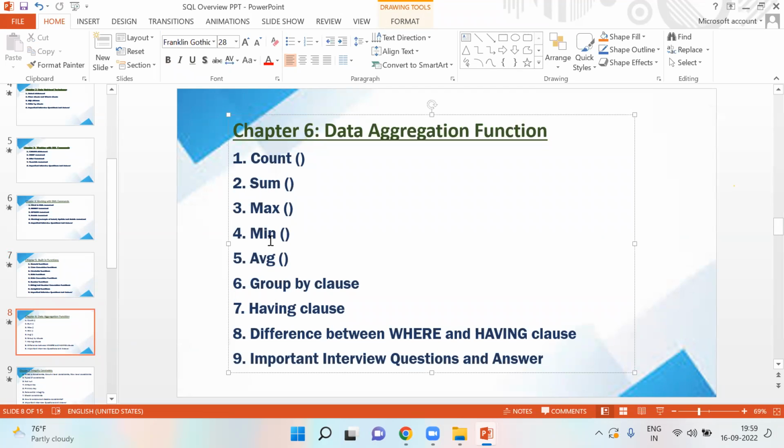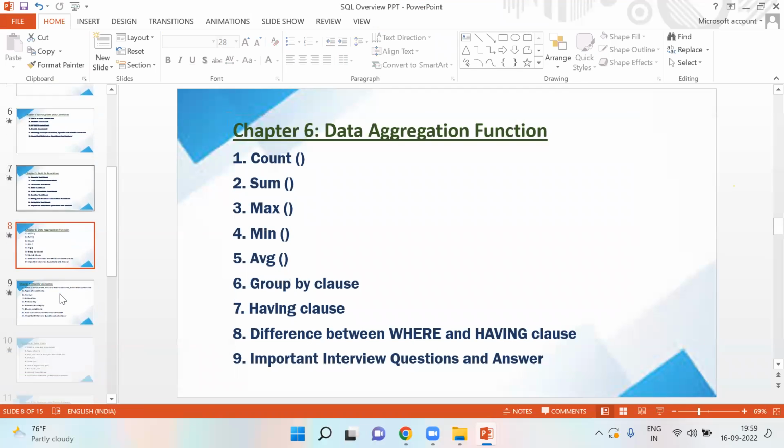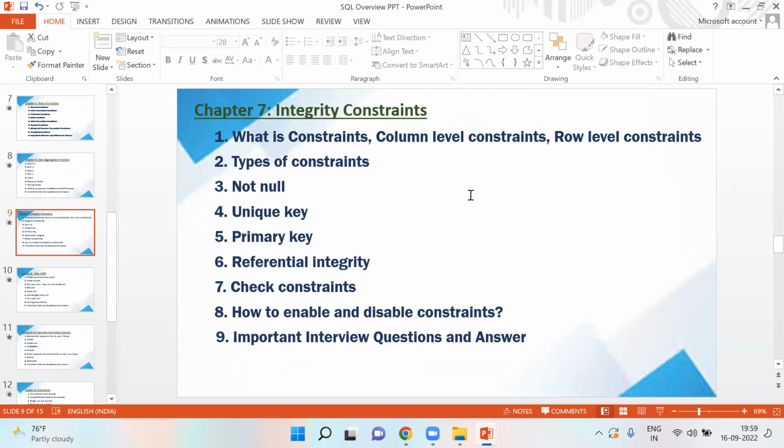So count, sum, max, min, average, group by clause, having clause, difference between where and having clause, an important interview question from this. Okay. So the integrity constraints: what is a constraint, column level constraint, row level constraint, types of constraints. Okay. Not null constraint, unique key constraint, primary key constraint, referential integrity, check constraint.